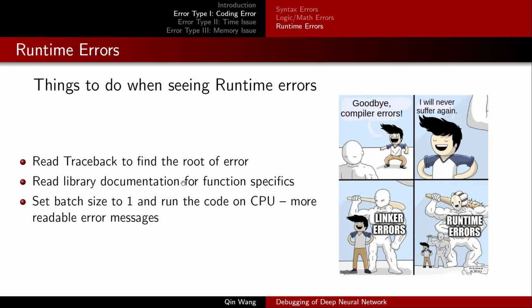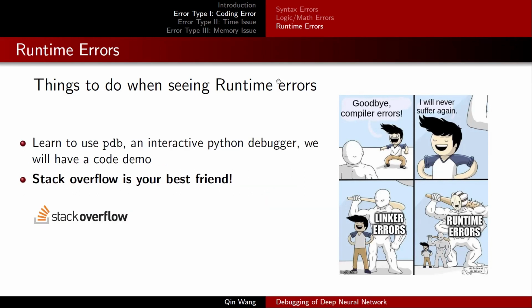Also, if you are training on CUDA, the error messages are usually too vague. So you can try setting the batch size to 1 and running the code on CPU, which often generates more helpful error messages. Also, there are great debugging tools you can use to debug Python code. PDB is an interactive Python debugger, and now we'll have a code demo to show you how to use it and why it is useful.